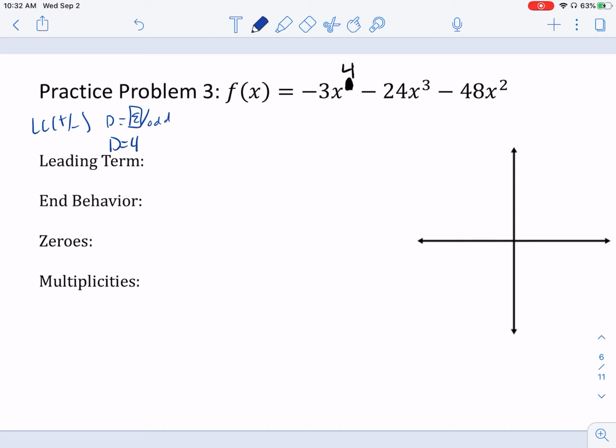And then, because my degree is 4, I'm looking at this term. This term gives me both my degree and my leading coefficient. So my leading coefficient is -3, which means that I have a negative. So my LC is negative, and my degree is even. Because of that, I can go ahead and determine my end behavior.